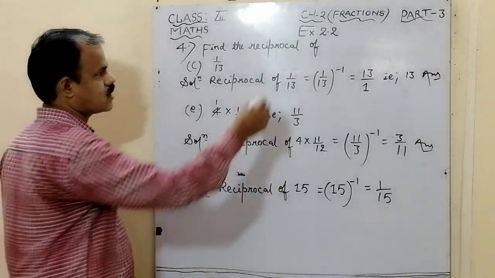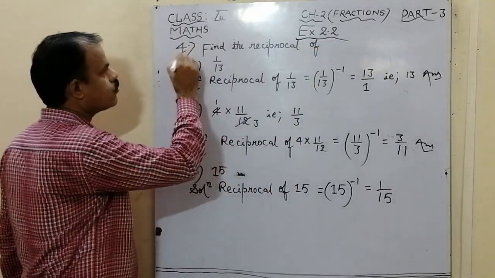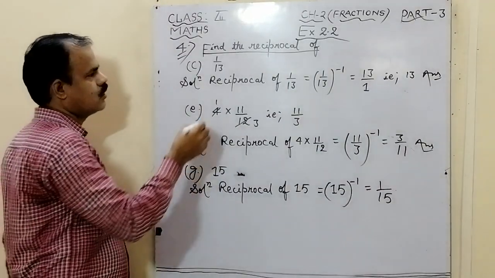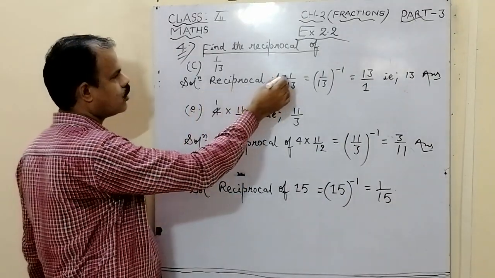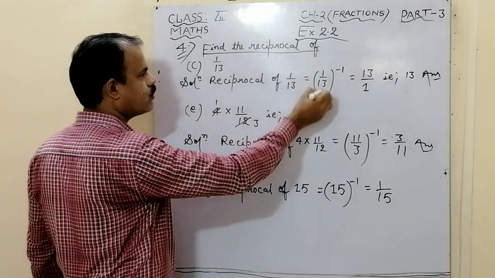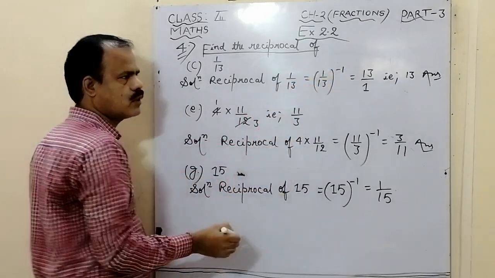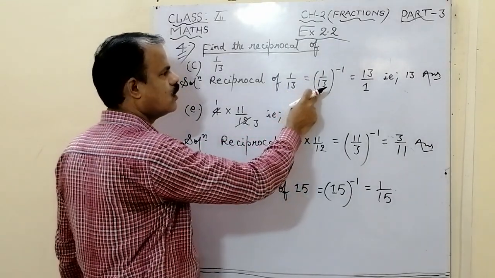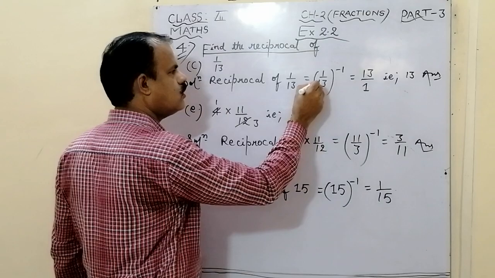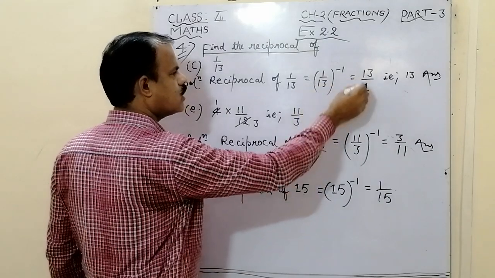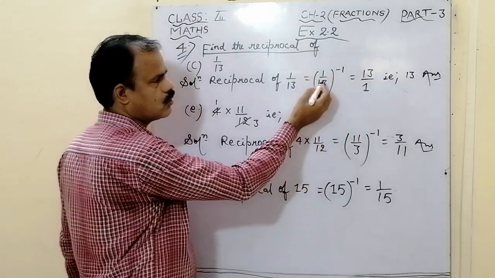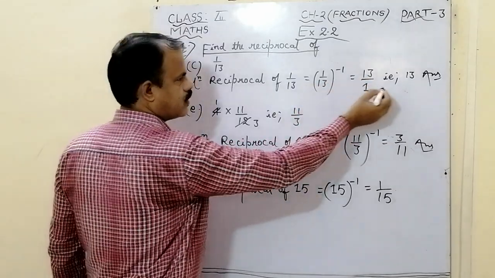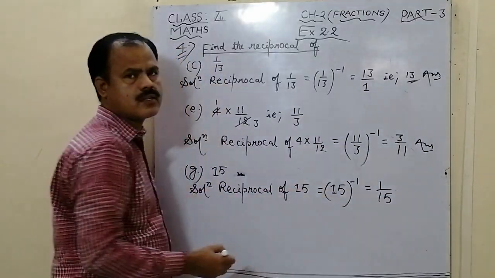Yes, students, exercise 2.2, question 4. Find the reciprocal of 1 by 13. So we write, reciprocal of 1 by 13 equals 1 by 13 raised to the power minus 1. It means the reciprocal of 1 by 13 becomes 13 by 1, and that is 13. This is the final answer.